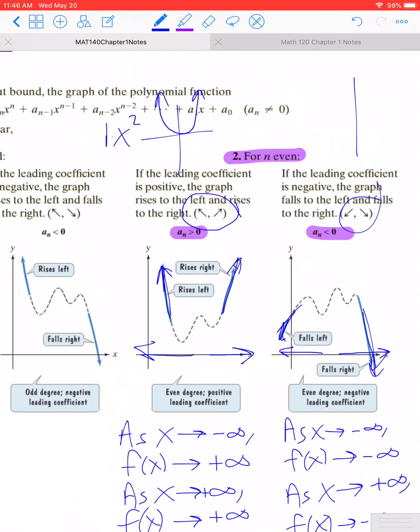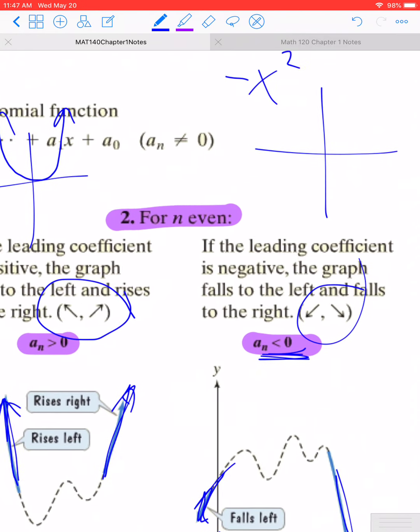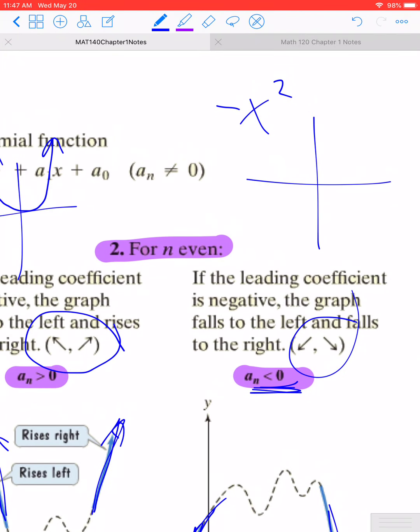If you wanted to think of an example of what would happen if n is even, but the leading coefficient was negative, the easiest example would be to think of the graph of negative x squared. From what we just talked about a moment ago, you can view this as a transformation. It's going to be a reflection with respect to the x-axis. So this one's going to go down to the left and down to the right.